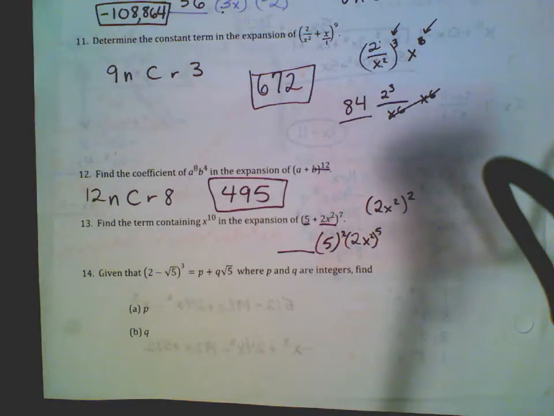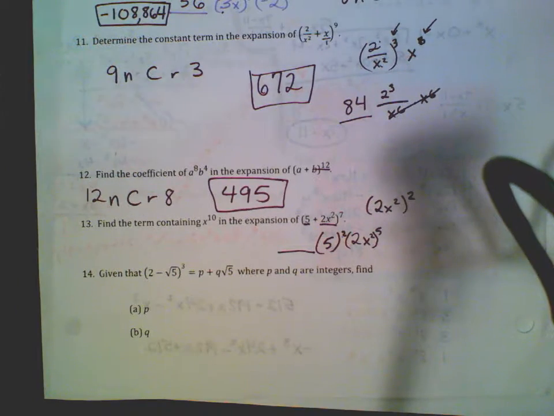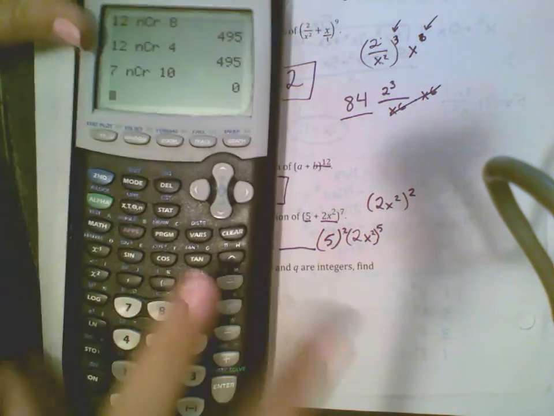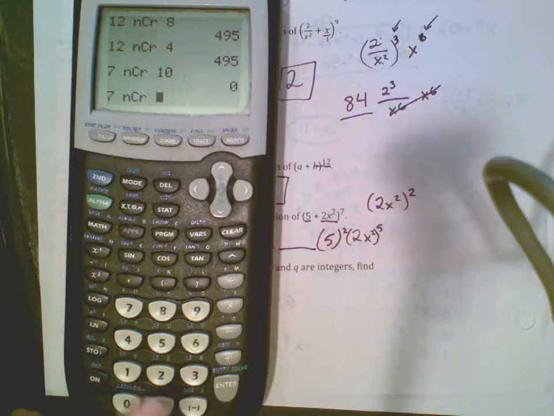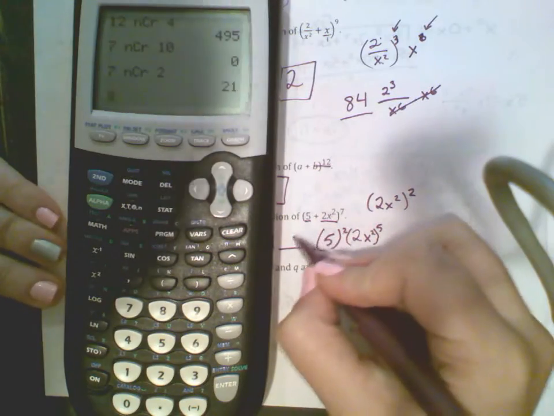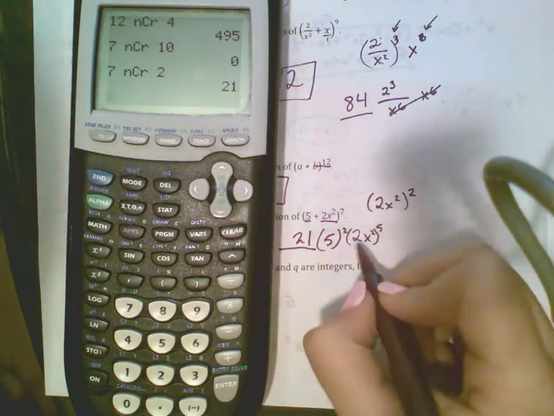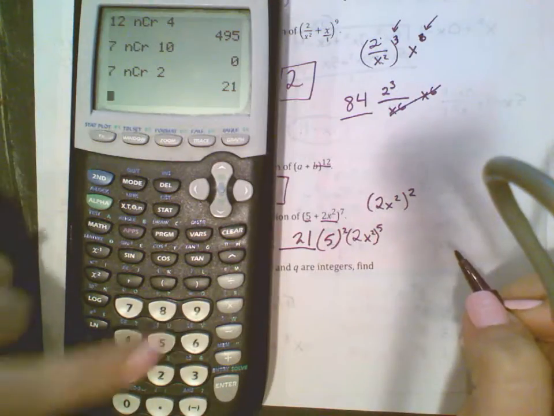In order to do that, I now know my r term can be 5 or 2, rather than the original 10 that we thought it was going to be. So, 7, math, scroll over to probability, down to nCr, and 2. So the leading coefficient is 21. Now, this will be 2 to the 5th, 5 squared, and 21. I need to multiply all those together.